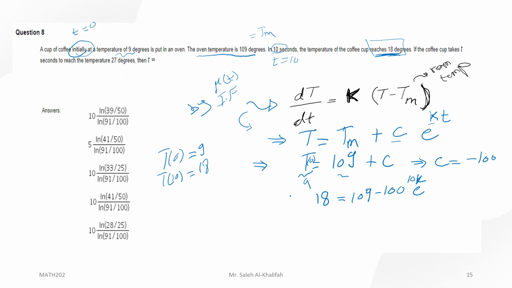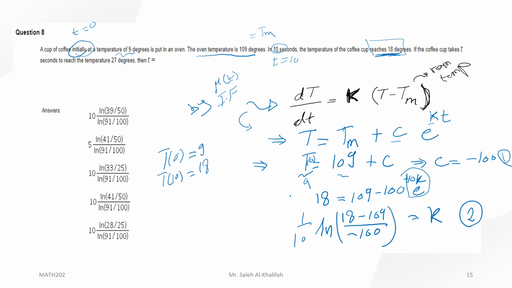Now solve for k. راح يطلع 18 minus 109 over minus 100, okay, equals to this value. In order to get rid of the exponential we take ln for both sides, the natural log, and we divide by 10. Okay, معاملة k 1 over 10. So this is k. هذه c اولا، هنا k ثاني.